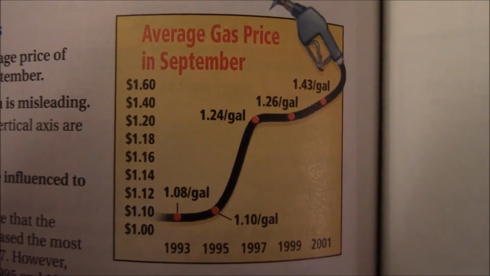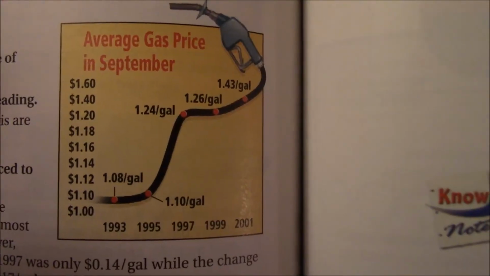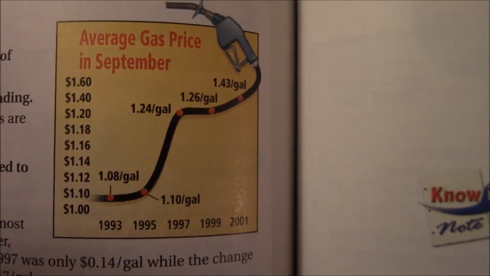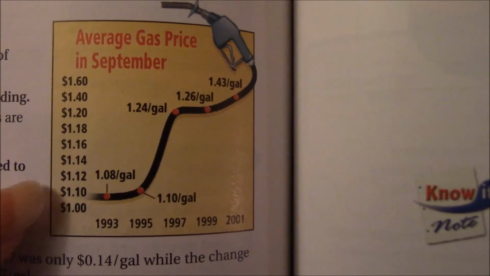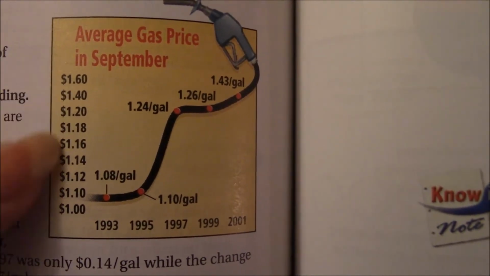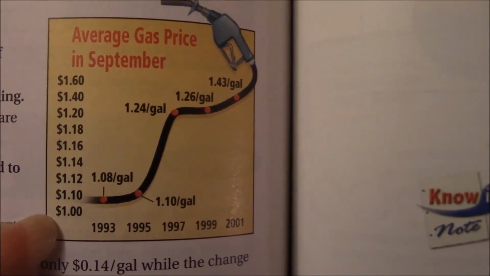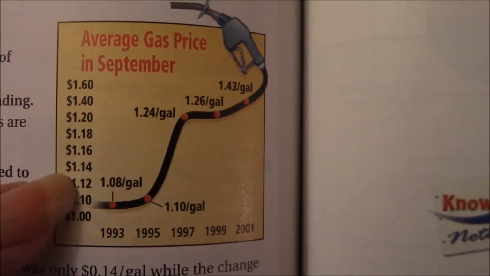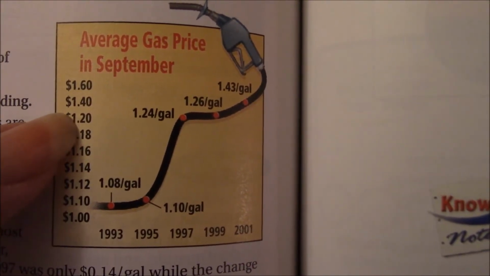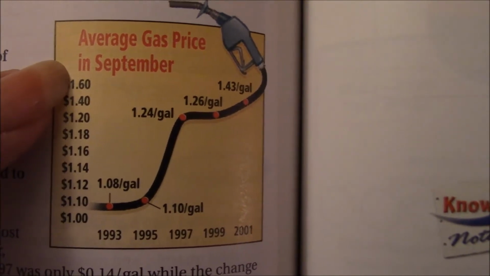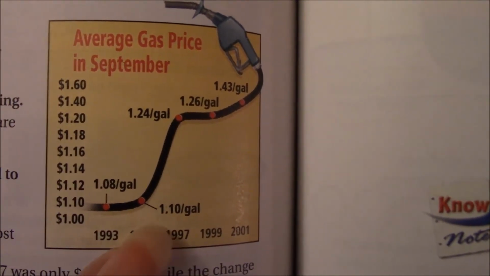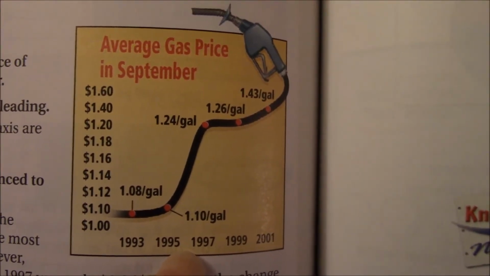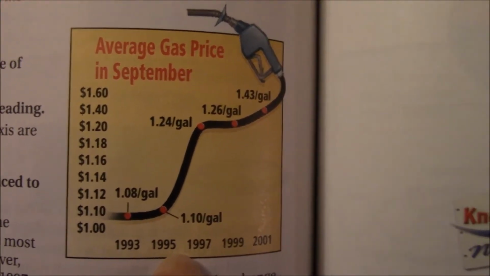Average gas prices in September. Have a look at this graph and see if you can tell me what's wrong with it. Check out the numbers on the sides. If they went up by 10 cents, all of them, that would make sense. But all these go up by 2, and then these go up by 20. So it looks like something happened in 1996 to completely skyrocket gas prices, the way this graph is written.